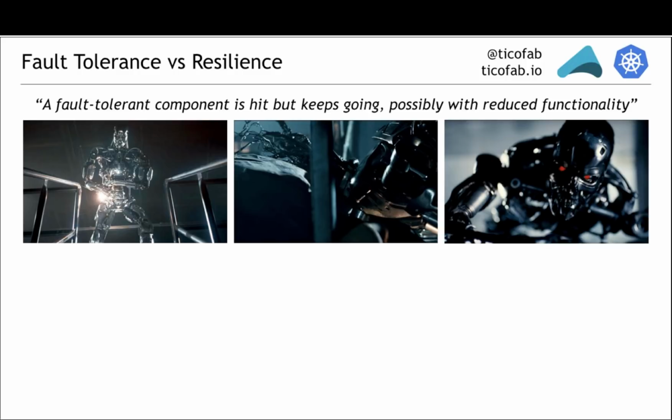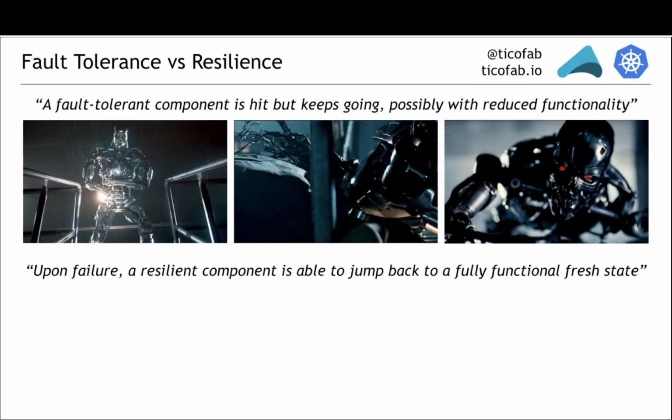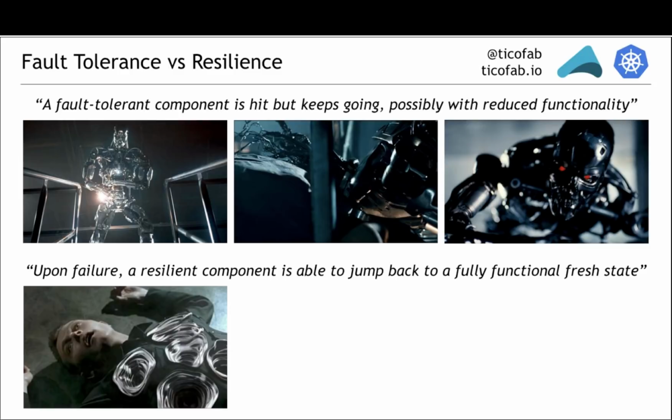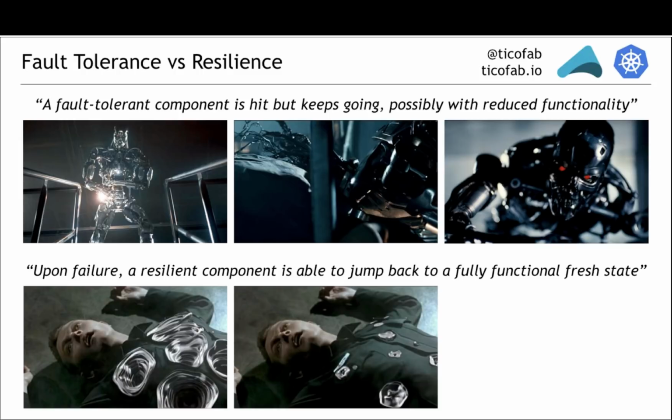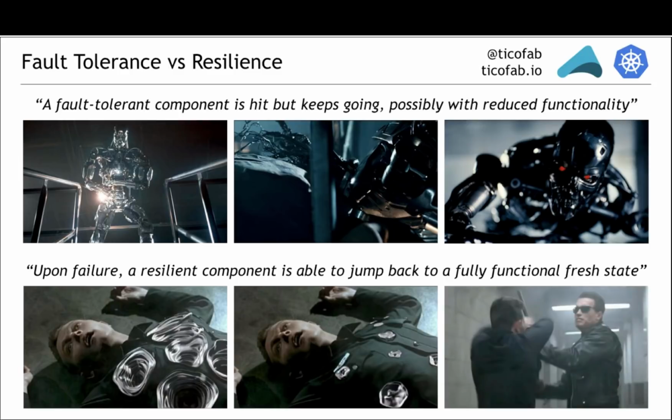And what about resilience instead? We can define it as, upon failure, a resilient component is able to jump back to a fully functional fresh state. And again from the Terminator series, this is the guy from Terminator 2. When he's grounded, maybe because there are too many holes or something, these wounds magically heal. And after a little bit, he's able to jump back fresh, new, like nothing had happened. And so this is the difference between fault tolerance and resilience that we need to keep in mind.